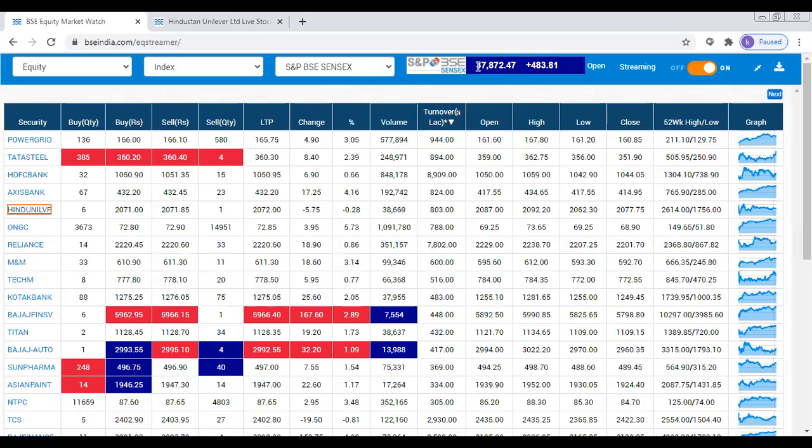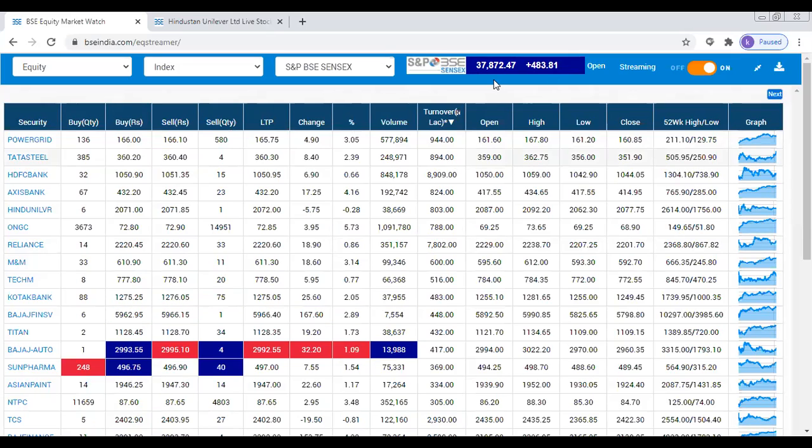This is today's Sensex. It is reading at 37,872. Compared to yesterday, it is up by 483 points. That means market is moving in a positive direction. That is what we can understand.